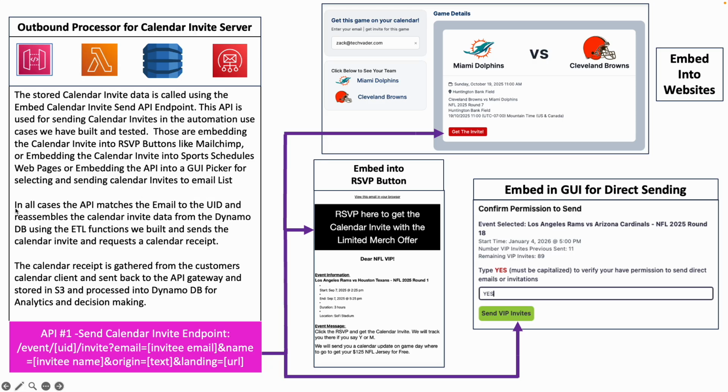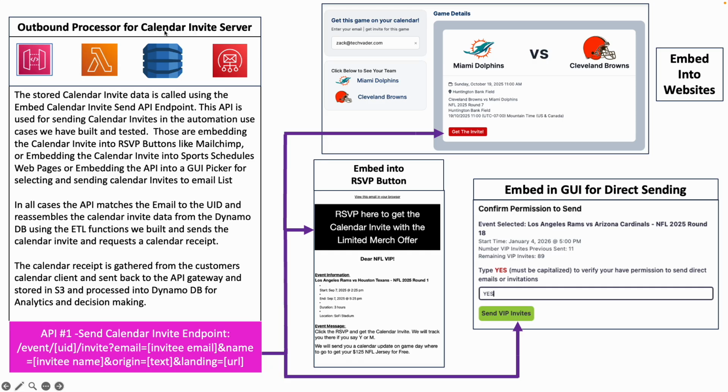In all cases, the API matches the email to the UID and reassembles the calendar invite data from DynamoDB using the ETL functions we built, and sends the calendar invite out and requests a calendar receipt for that particular event. The calendar receipt is gathered from customers' calendar clients and sent back to the API gateway and stored in S3 and processed into DynamoDB for analytics and decision making.